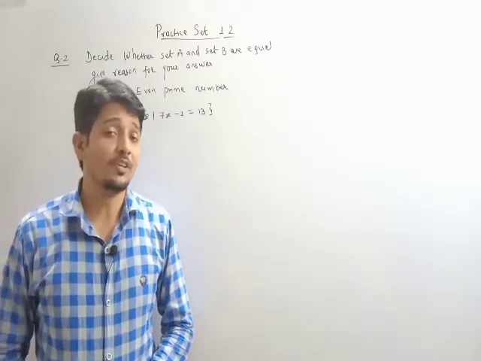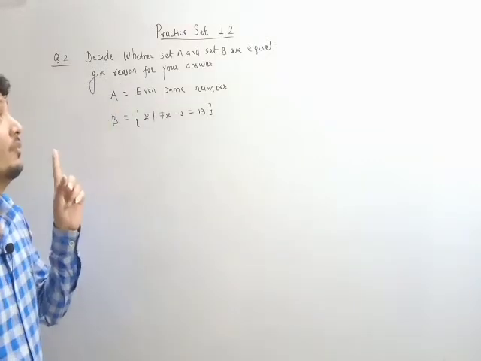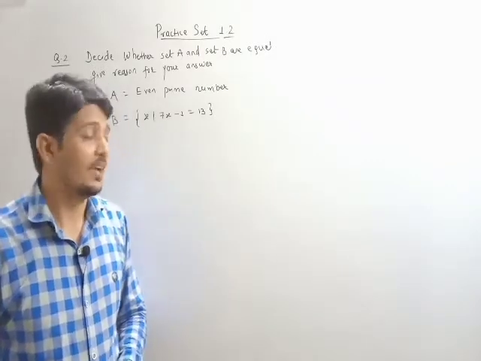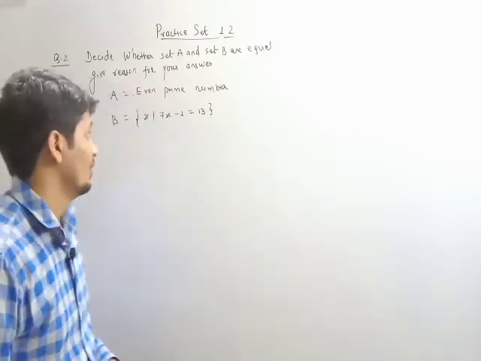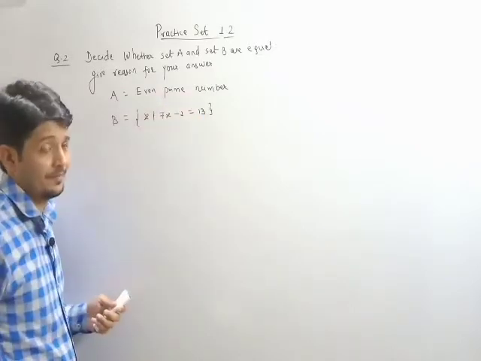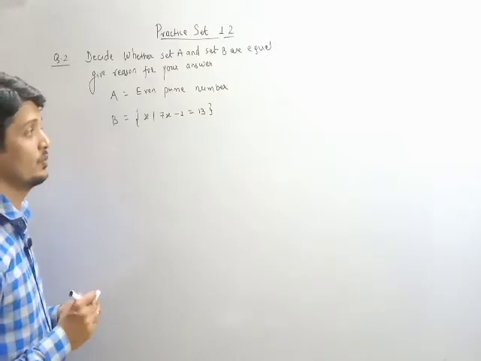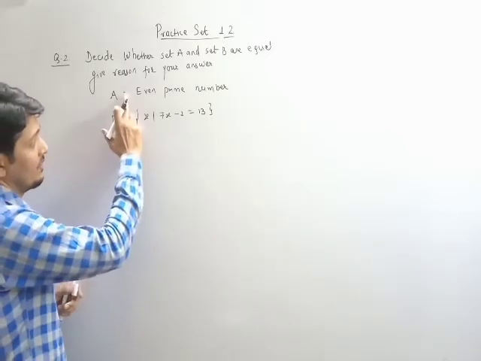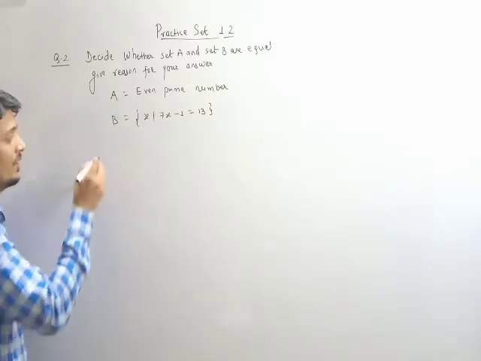So we will now solve the second problem. The second problem says: decide whether set A and set B are equal sets, and you have to give the reason for your answer also. Set A is even prime numbers, and set B is x such that 7x minus 1 equals 13. So we have to convert these sets into roster form, that means listing form.